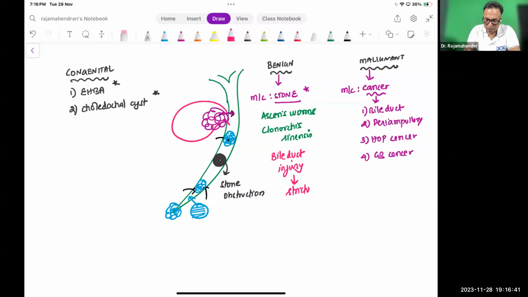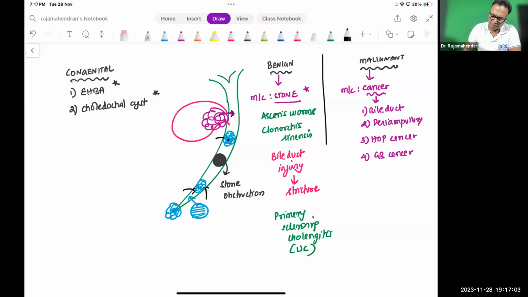Bile duct injury during cholecystectomy or any other surgery can cause a stricture. That stricture can cause jaundice. And don't forget primary sclerosing cholangitis. Primary sclerosing cholangitis is another acquired benign cause, seen in ulcerative colitis patients. So these are the various benign causes. Lots of benign causes are there.